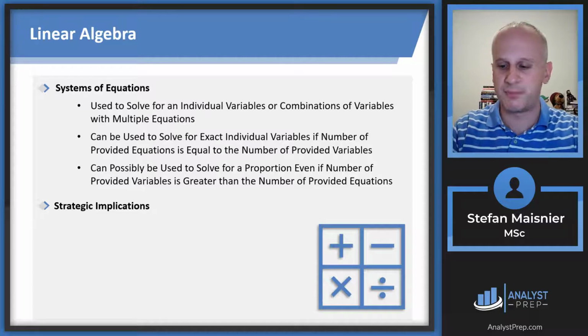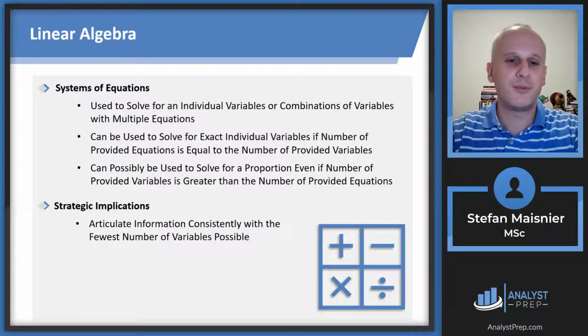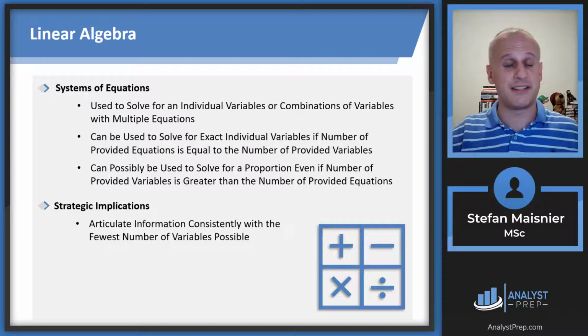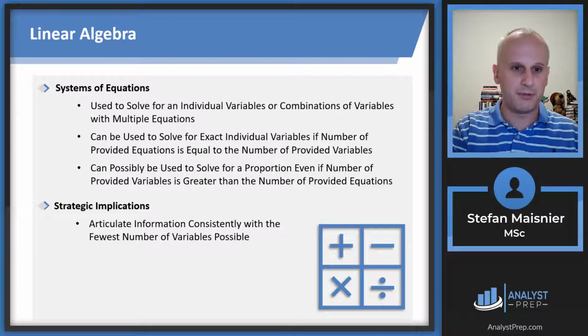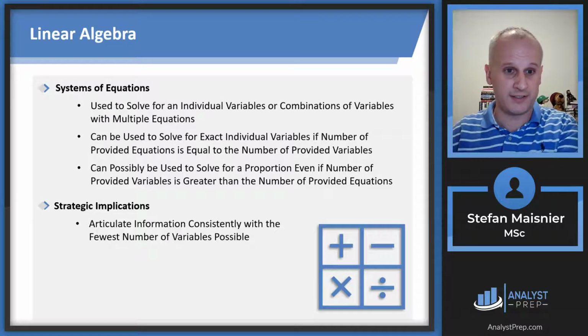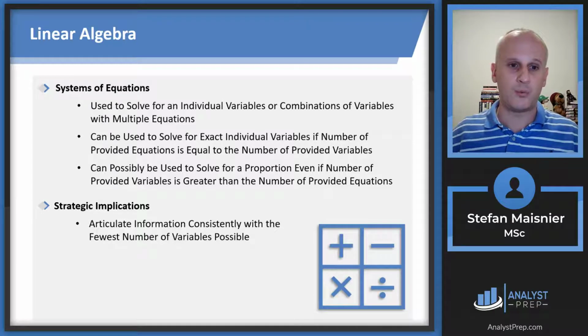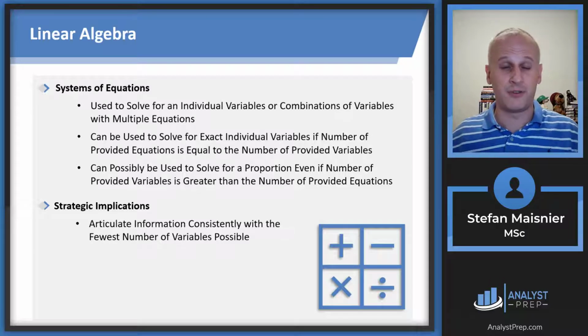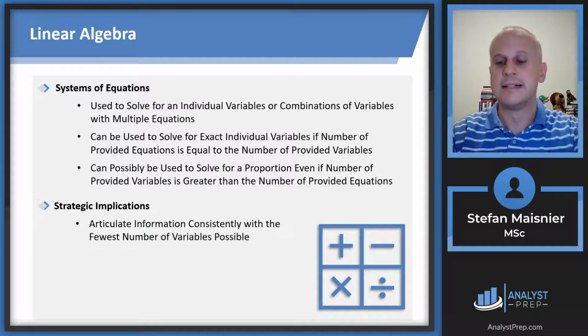So some strategic implications here. First, you want to always articulate your information consistently with the fewest number of possible variables. So that means, if we're talking about something that's happening during the months of the year for X months, one of my variables will be X months, one of my variables will be the 12 minus X months that aren't the thing that's happening. Don't assign X and Y months, because you really know that the leftover months is just 12 minus X.